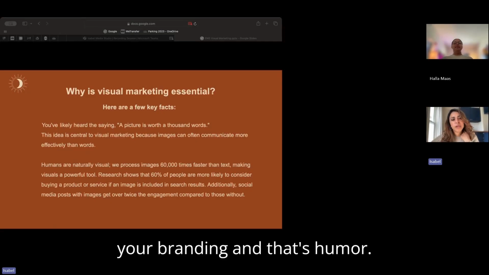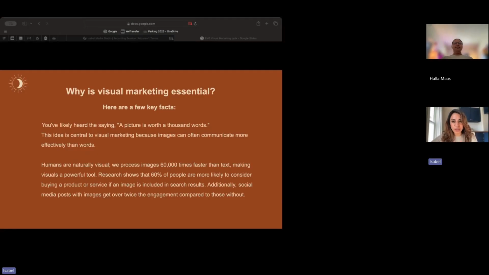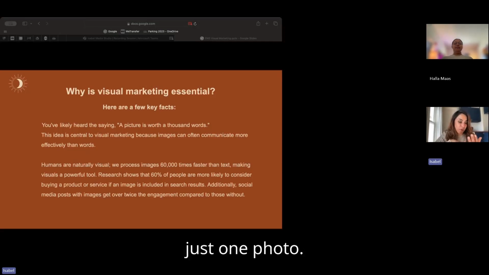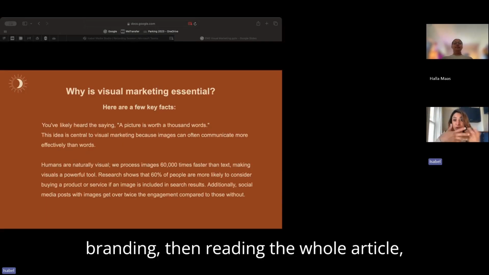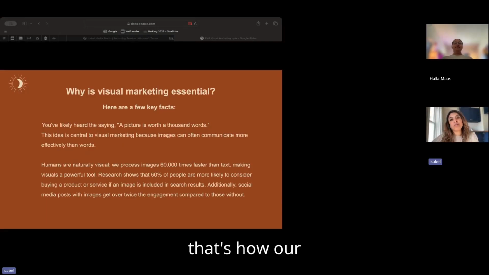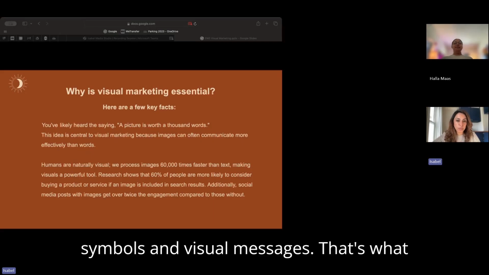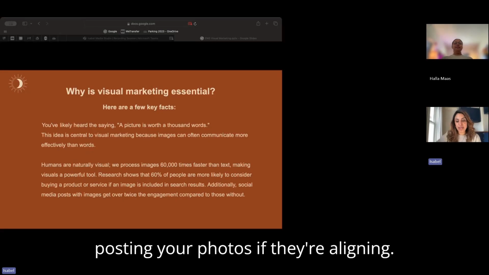And as humans, we're naturally drawn to images. We can actually reach more people with just one photo, and seeing how that aligns to our branding, than with reading a whole article. That's how the generations now are communicating a lot, with symbols and visual messages. That's what is important to know when you're posting your photos: whether they're aligned.